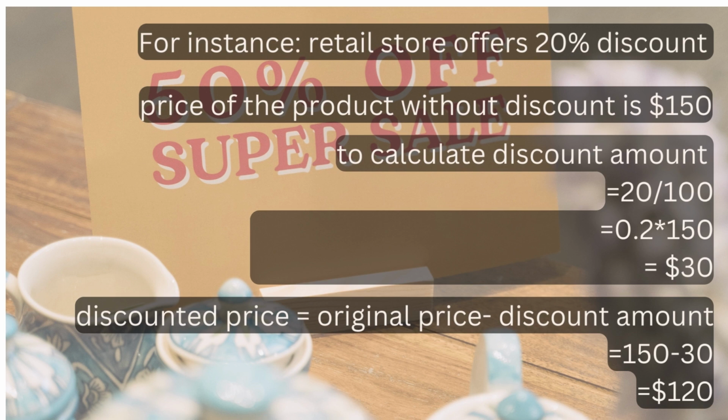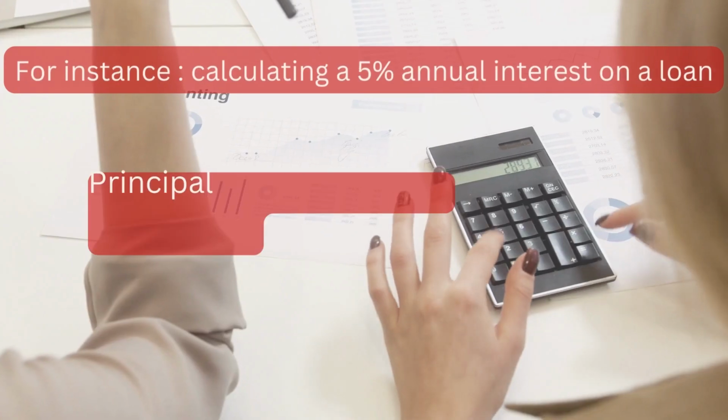For instance, if a store offers a 20% discount on a $150 product, you convert 20 into decimal form, and here you get 0.2 by dividing it by 100, which gets multiplied with the total price, that is $150, and we get the discounted amount, that is $30. In order to determine the discounted price, the discount amount is subtracted from the original price, and here we get the discounted price, which is $120 after 20% off.